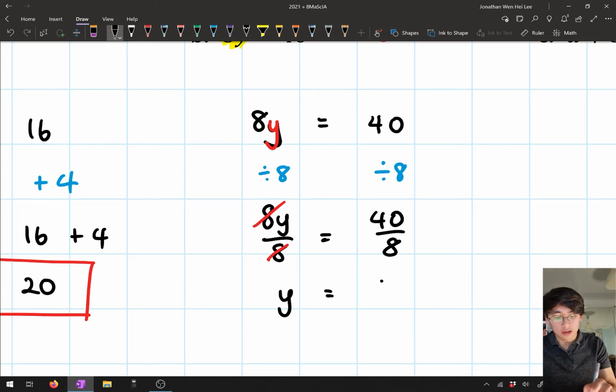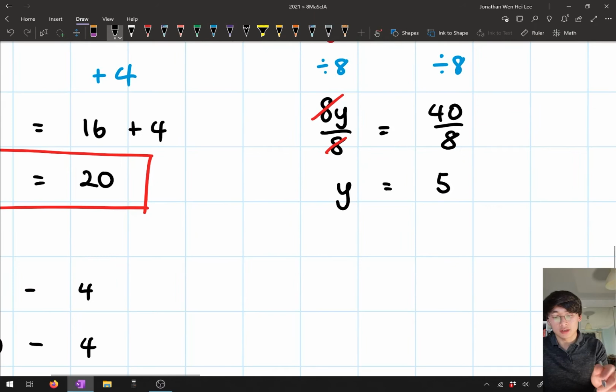Well, that's just going to give me 5. So my solution is y is equal to 5. Once again, we want to actually check this solution. So for a and b, we wanted to check the solutions. The way we do this is we substitute it into our equation.